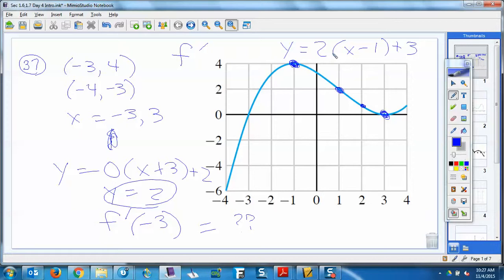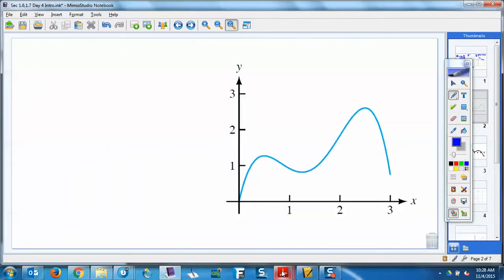So again, expect tons of those kind of things. Right? Here's an f prime graph. Answer all these chart kind of questions. Here's an f graph. Answer these kind of questions. Here's an f double prime graph. Answer these types of questions. Okay? So the chart. All right.